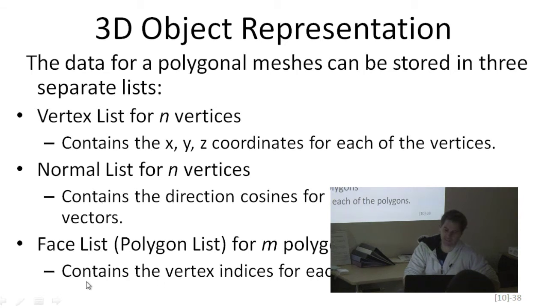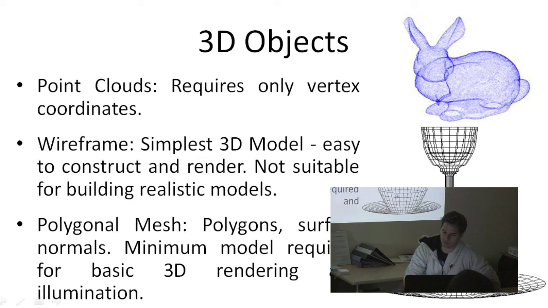And the face list contains vertex indices for each of the polygons. So for this face here, we know that it's made up of this vertex, this vertex, this vertex, and this vertex.